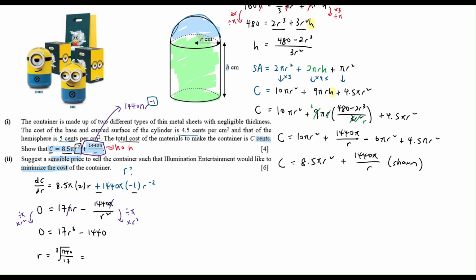1440 divided by 17, which you press on the calculator. Please round off to 5 SF because it's not our final answer yet. So you will get 4.3918 to 5 SF. Now, this is the r value that we are searching for.